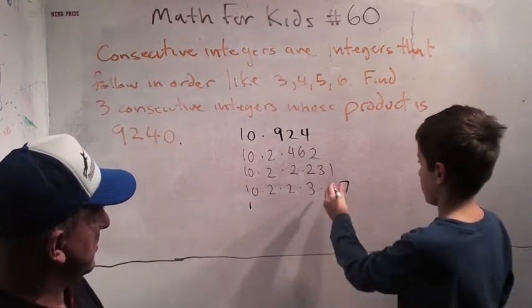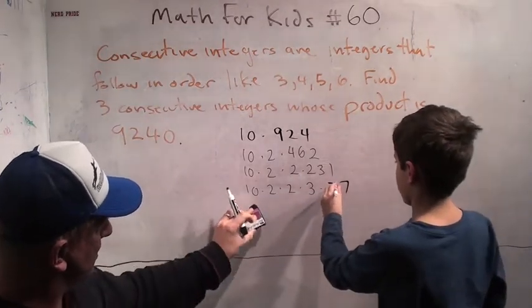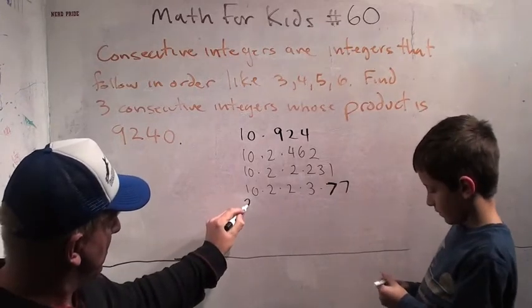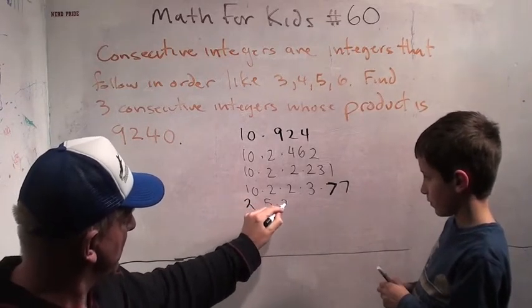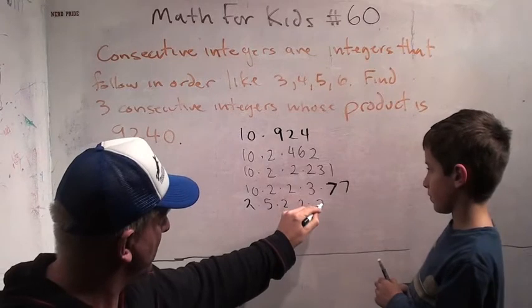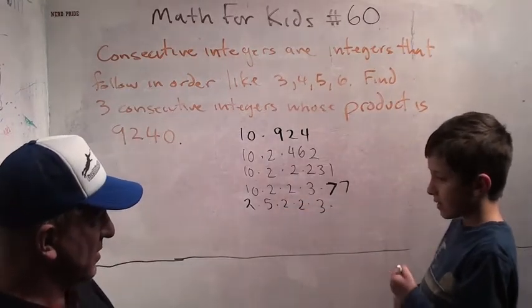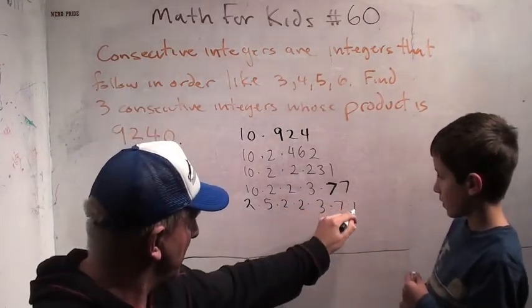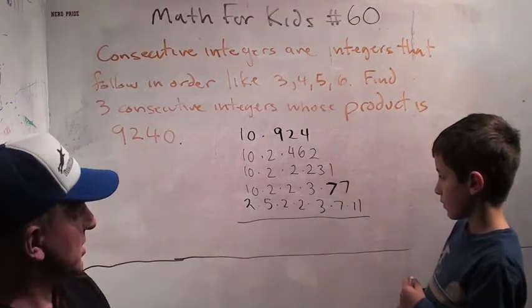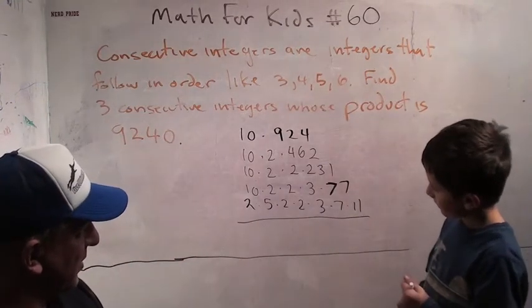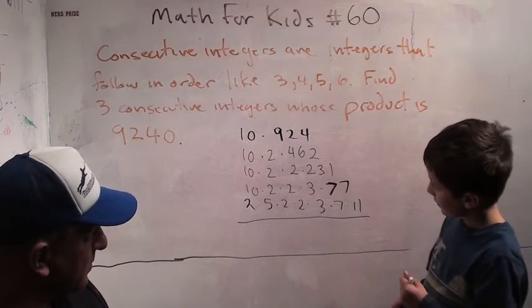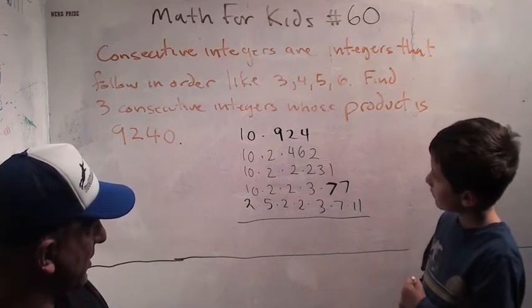Well, we may as well factor the 10, by the way. It's 5 times 2. Okay, so we got 2 times 5 times 2 times 2 times 3 times 7 times 11. Okay, so that's actually going to be really helpful to try to figure out what 3 numbers we're going to use.